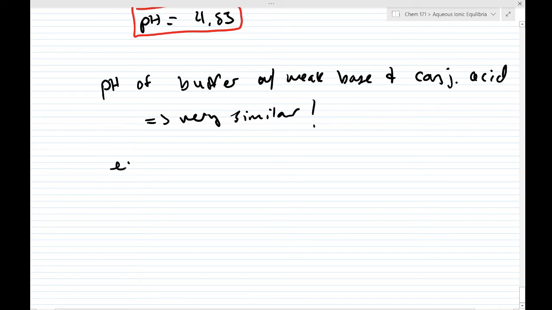Okay, let's do this with an example. Let's look at a buffer that we make by mixing 0.50 molar ammonia, and 0.20 molar ammonium chloride.